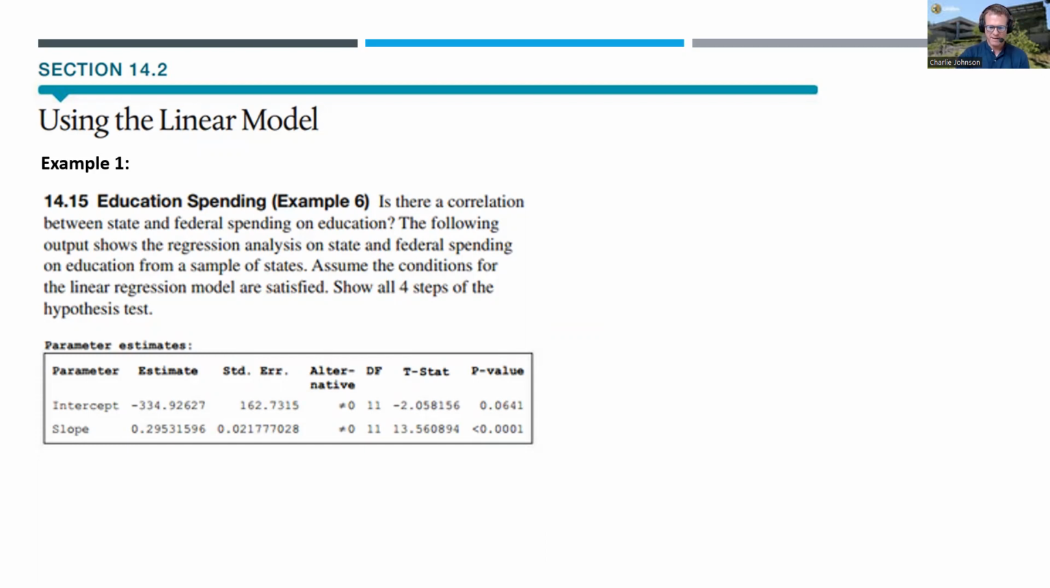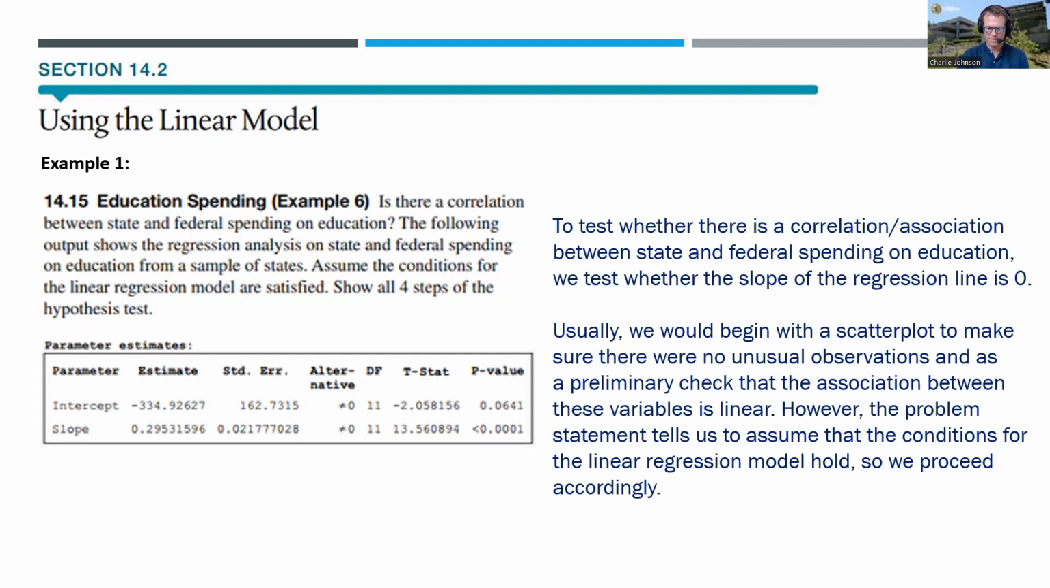So to show that there's a correlation between state and federal spending on education, we would need to do a hypothesis test on whether or not the slope of the regression line is 0. So to test whether there's a correlation or association between state and federal spending on education, we test whether the slope of the regression line is 0.